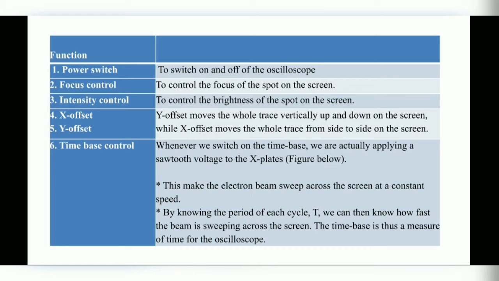6th is time base control. Whenever we switch on the time base, we are actually applying a sawtooth voltage to the X plates. This makes the electron beam sweep across the screen at a constant speed. By knowing the period of each cycle, T, we can know how fast the beam is sweeping across the screen. The time base is thus a measure of time for the oscilloscope.